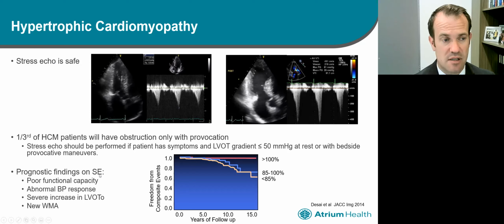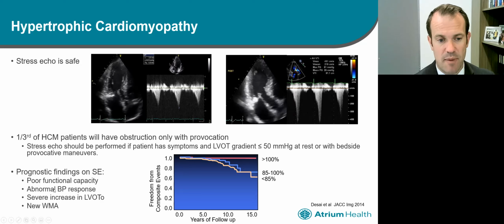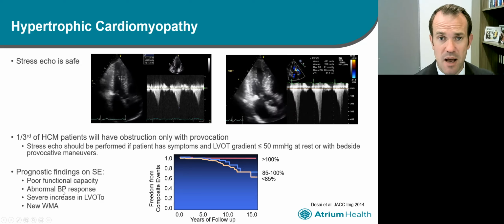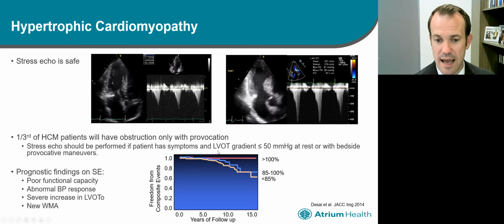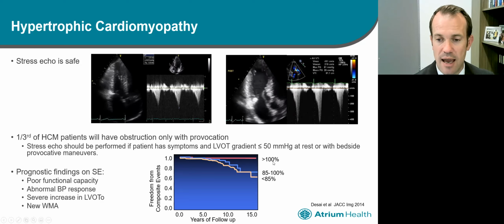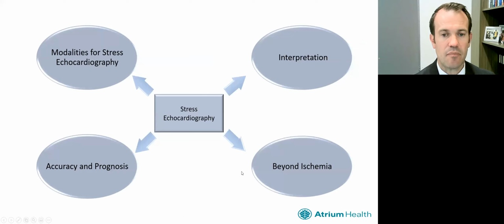Stress echo gives us a lot of prognostic information for patients with hypertrophic cardiomyopathy. Poor prognostic signs are poor functional capacity, an abnormal blood pressure response to stress, severe increase in LVOT obstruction, or a new wall motion abnormality. But once again, if we see patients with HCM who have greater than 100% of their predicted functional capacity, their outcomes are excellent.